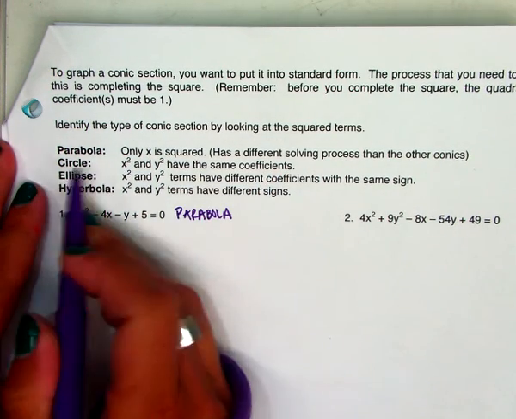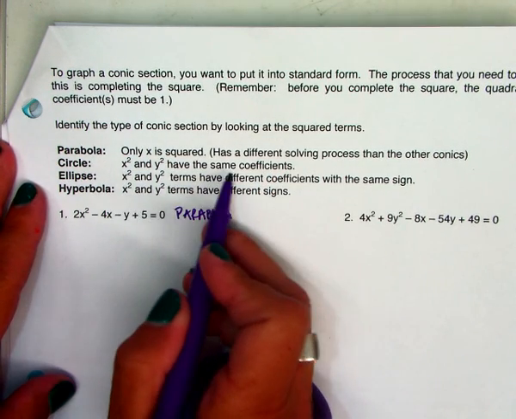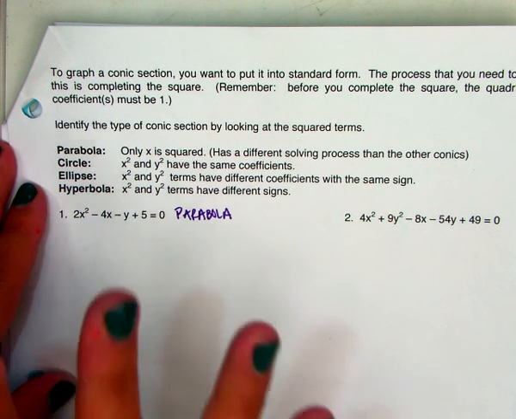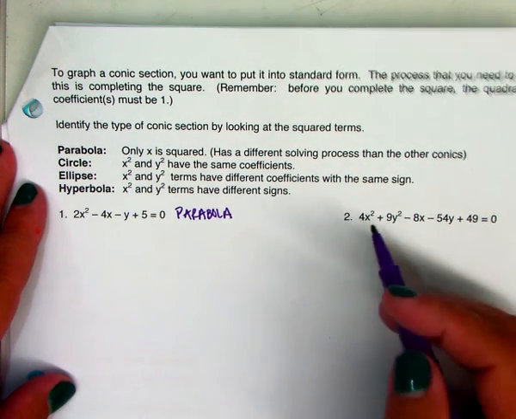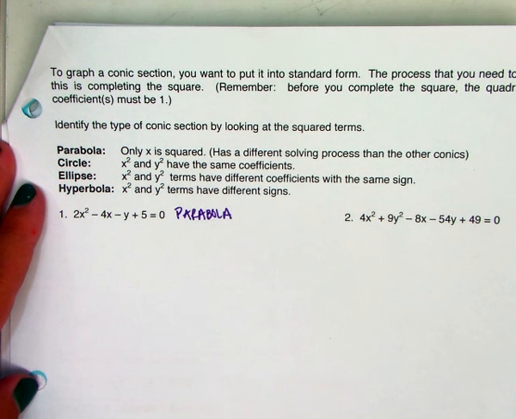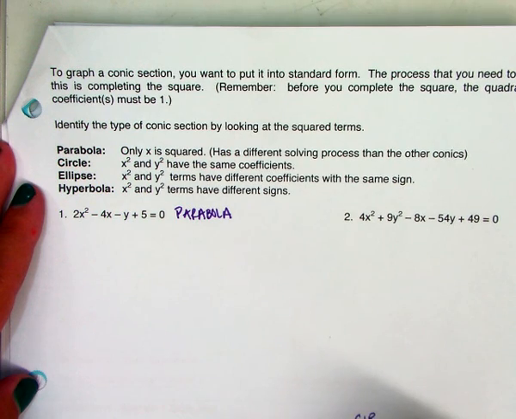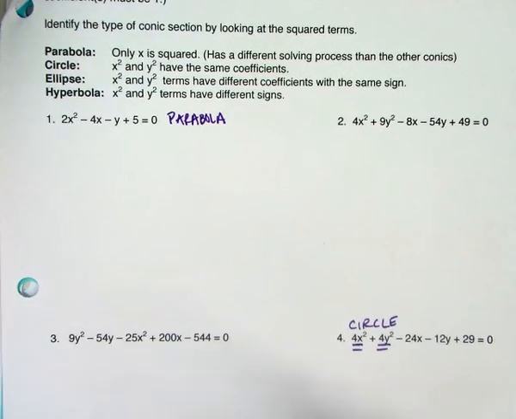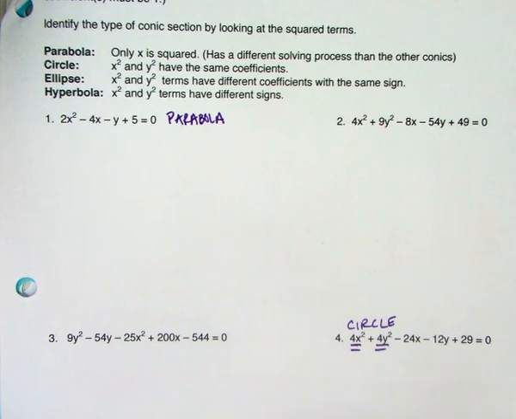A circle: x squared and y squared have the exact same coefficients. That means same number and same sign. So they're either both positive or both negative and the same number. So 4x squared and 9y squared won't work. 9y squared and negative 25x squared won't work. But here it is, 4x squared and 4y squared. This is going to be the circle. Sorry, down there, number 4. 4x squared, 4y squared, that's the circle.